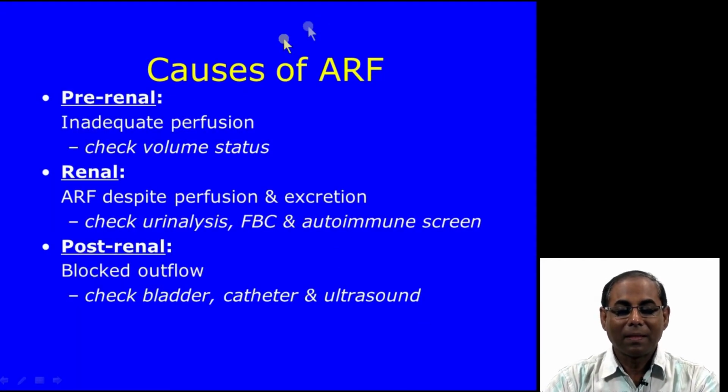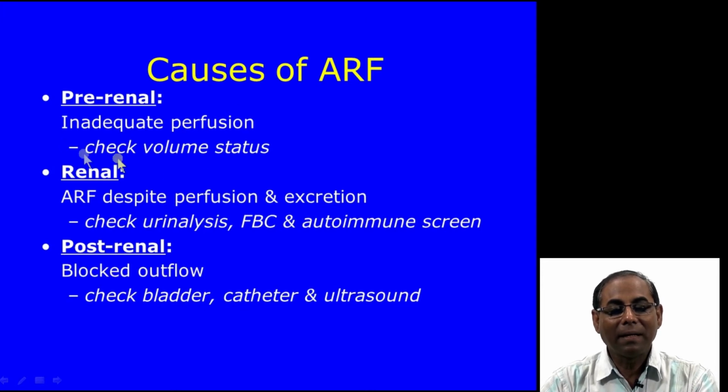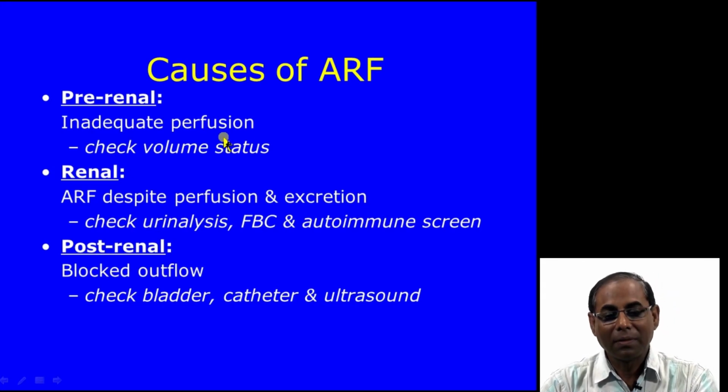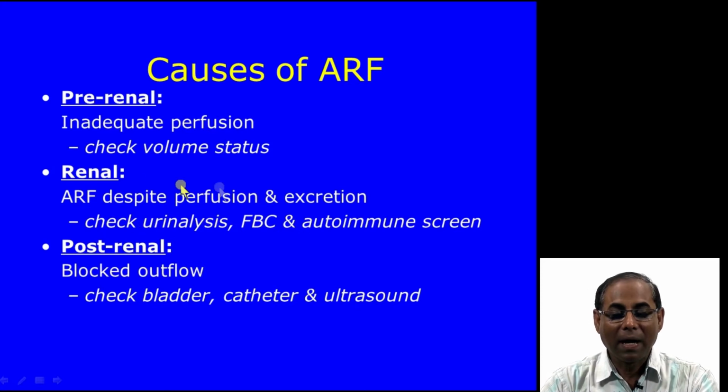Now, this is the same thing I think we are repeating again. Prerenal, I have told you, is inadequate perfusion, and it can happen due to severe injury or trauma, then hemorrhage, dehydration and so on. And then the renal cause: despite the perfusion and excretion functions being maybe fine, you have a renal disease which is causing acute renal failure. We will further elaborate on that.